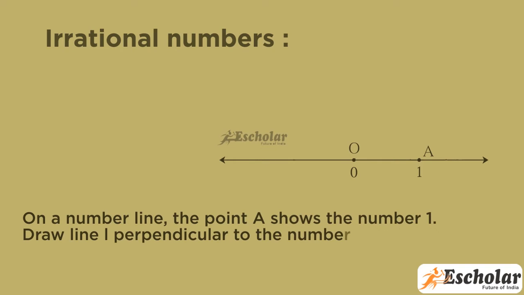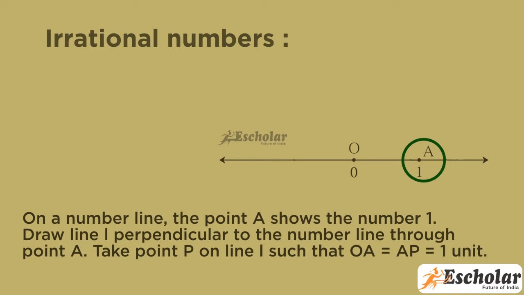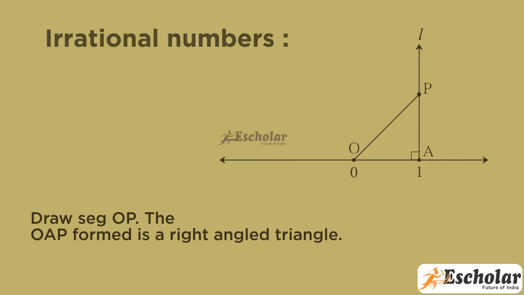On a number line, the point A shows the number 1. Draw line L perpendicular to the number line through point A. Take point P on line L such that OA is equal to AP is equal to 1 unit. Draw segment OP. Triangle OAP forms a right angle triangle.